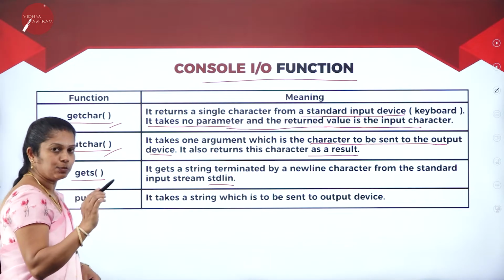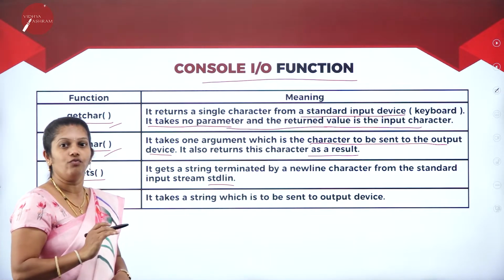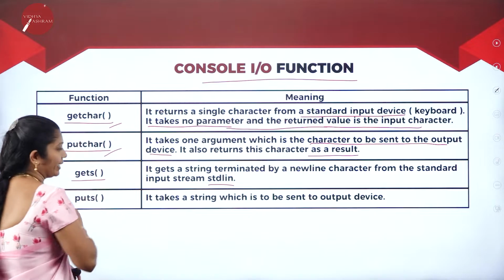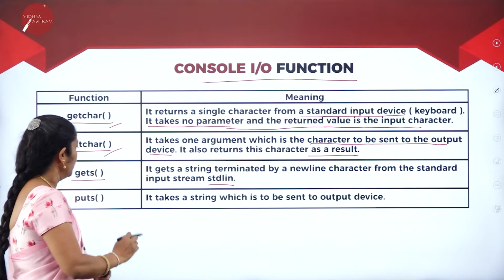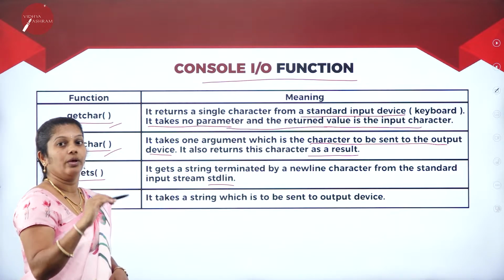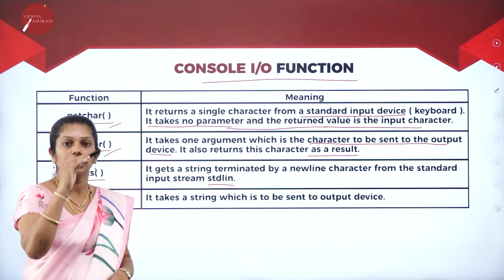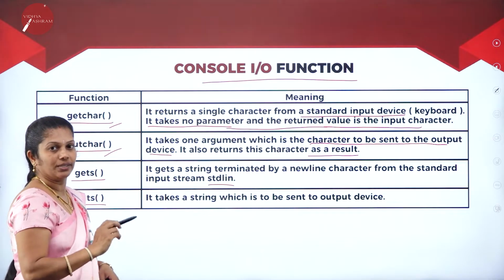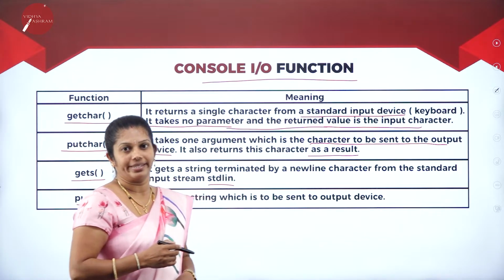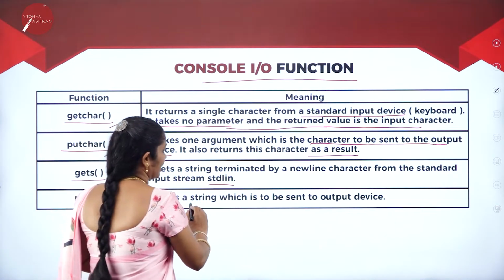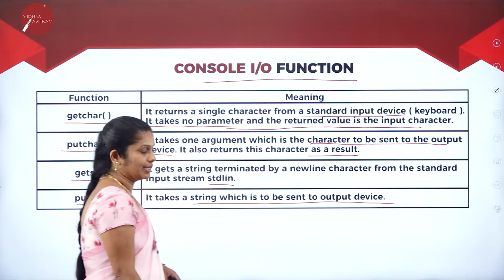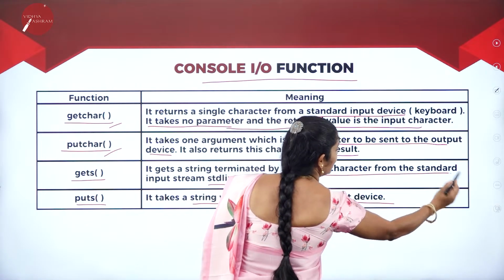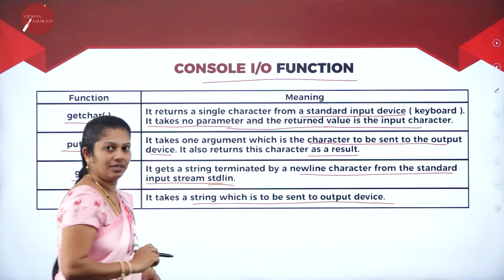That means gets helps to input an entire line of text, whereas getchar helps to input a single character, and putchar helps to print a single character. The gets function helps to input an entire line of text including spaces, everything. And the next one is the puts function, which helps to print an entire line of text with the help of output devices. It takes a string which is to be sent to the output device. Whereas gets is terminated by a newline character from the standard input stream.